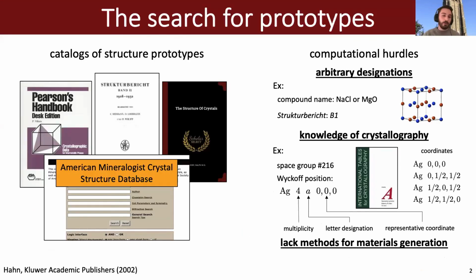Okay, so the first thing that we need to do is find these prototypes. So there are many different catalogs throughout the literature. In particular, you may be familiar with Pearson's Handbook, the Strukturbericht series. Please forgive my German pronunciation. And then there's also things like the American Mineralogist Crystal Structure Database. And so these are very useful resources.